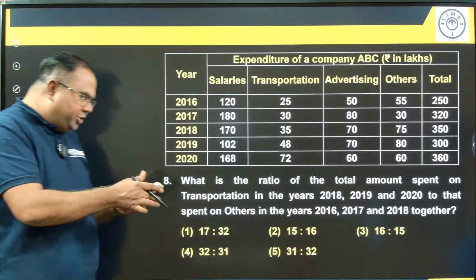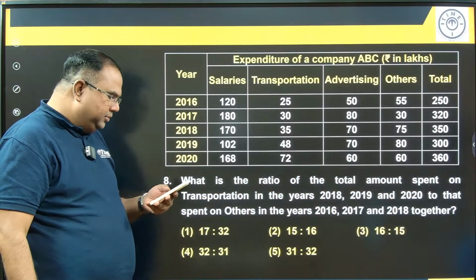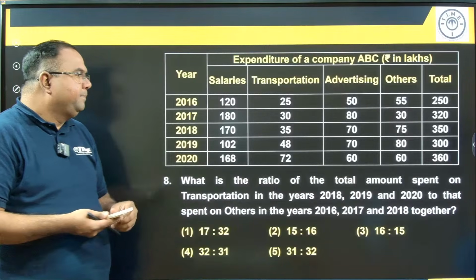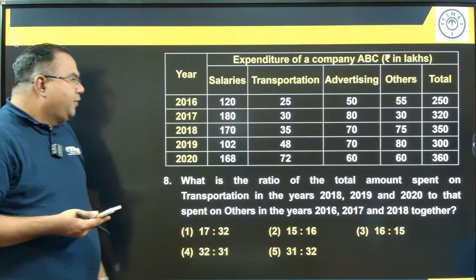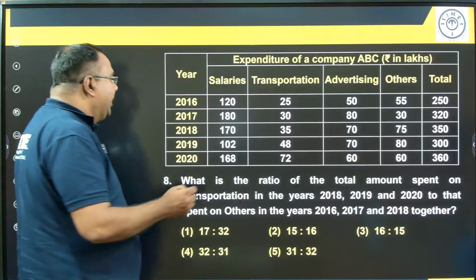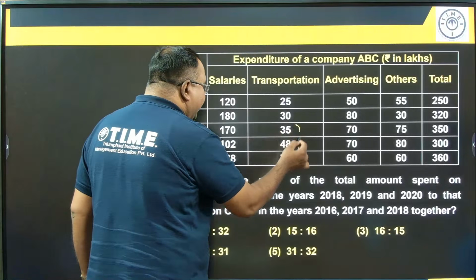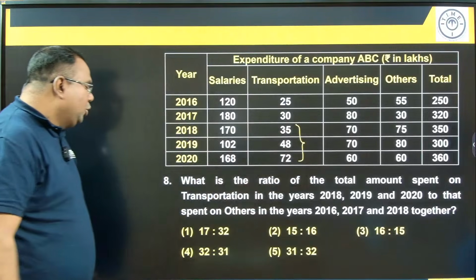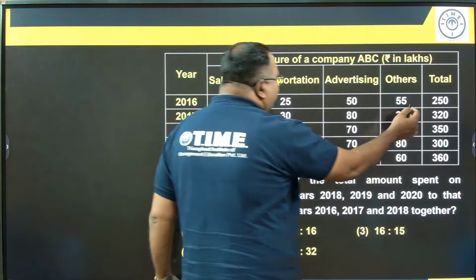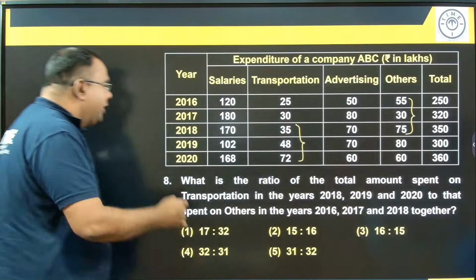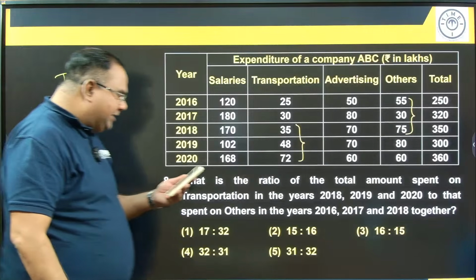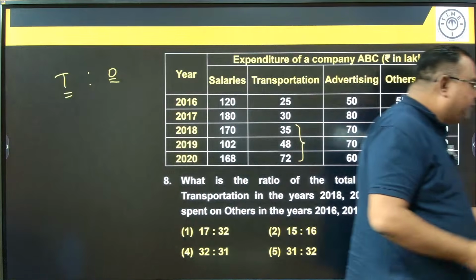Let's move on. Eighth question on your screen. Ratio of the total amount spent on transportation in the years 18, 19, 20 to that of others in the years 16, 17, 18. It's a simple question, simple arithmetic. Transportation ratio to others. I'm waiting for you, because if I do it, I'll get the practice. You keep practicing. I need the answer quickly.